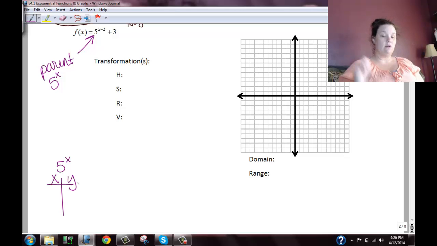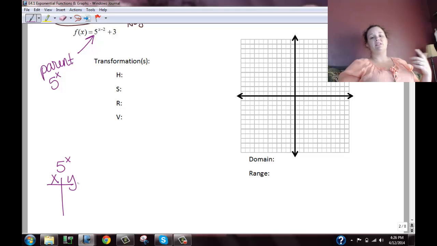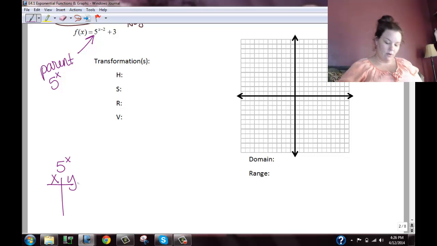Now, a lot of people always ask me, how do you know what points to pick to put on your XY table? Well, I think about it. If I pick -1, 0, and 1, I'm only going to be raising 5 to the first power. If I pick -2, 0, 2, I'm going to have to square 5, right? If I square 5, that gives me 25, which in this case, I only have a 12 by 12 graph. So I'm just going to pick -1, 0, 1, because I know those points should all end up on this graph.